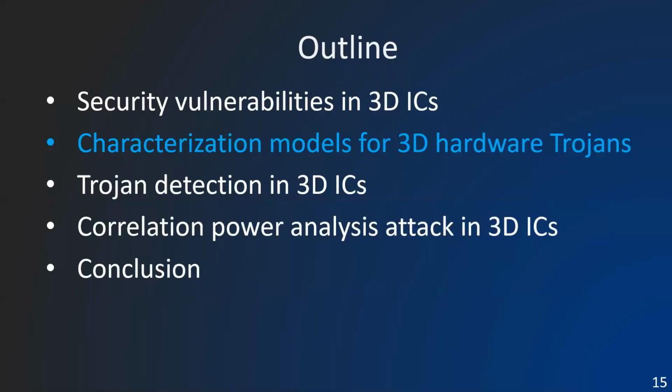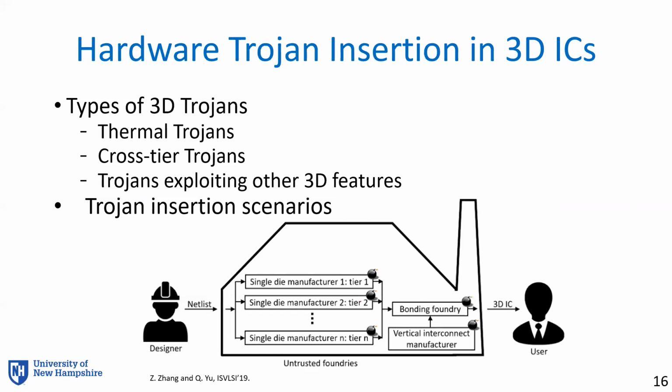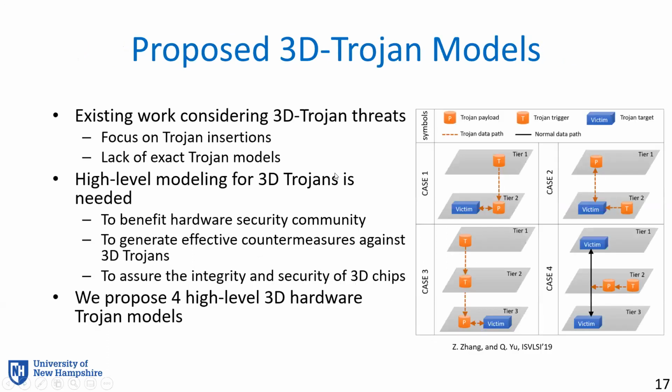In the next section of my talk, I will introduce the characteristics of 3D hardware Trojans. Similar to 2D ICs, an untrusted foundry could introduce hardware Trojans to 3D chips as well. 3D Trojans can be triggered by many external signals, for example, thermal noise, rare events, or accelerated aging, electromagnetic interference. There are ad hoc Trojan examples reported in different literature. However, a comprehensive Trojan model for 3D circuits is still not clearly developed.